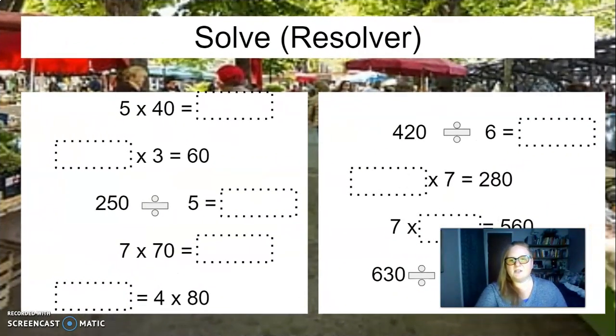Solve these, and most of these you could solve in your head as well. 5 times 40 equals times 3 equals 60. 250 divided by 5 equals 7 times 70 equals times 4, equals 4 times 80. 420 divided by 6 equals times 7 equals 280. 7 times equals 560. 630 divided by equals 90.